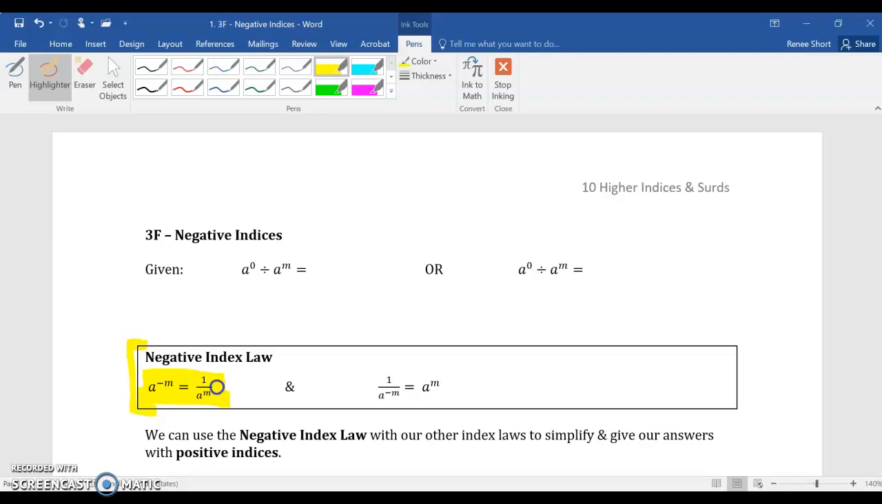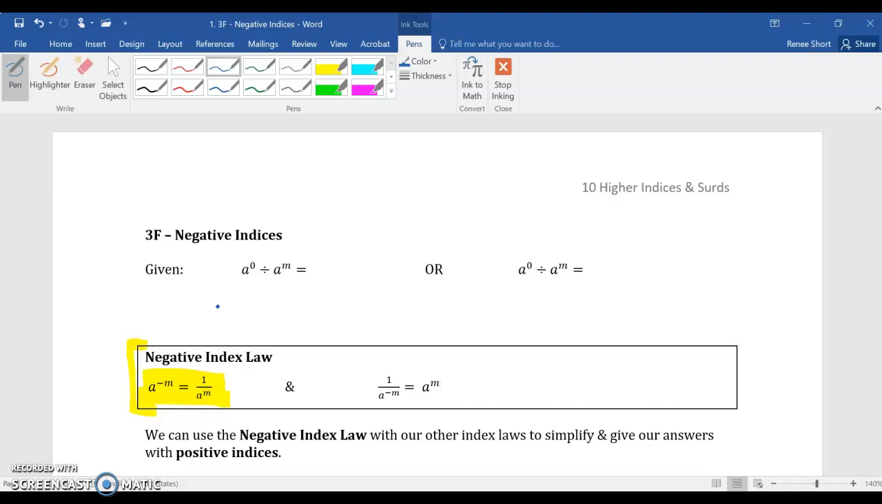Now, we could just accept that as the law, but I actually want to show you how that law is created and where it comes from. So if we look at the top here, I've put given and I've written the same expression twice, which says a to the 0 divided by a to the m. Now, there's actually two different ways that we could solve this.